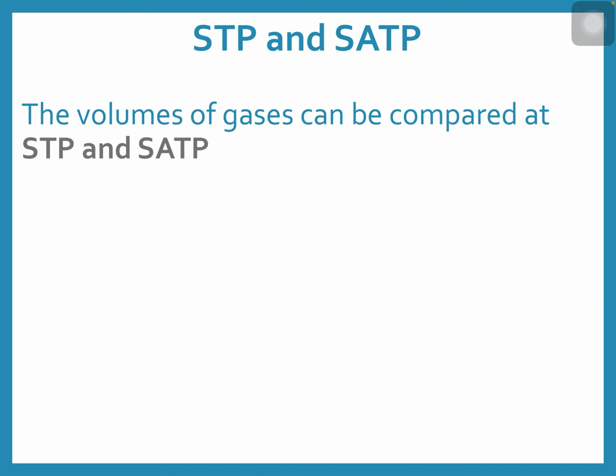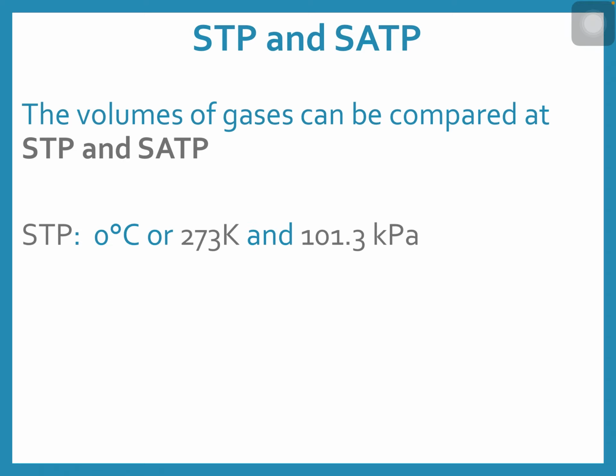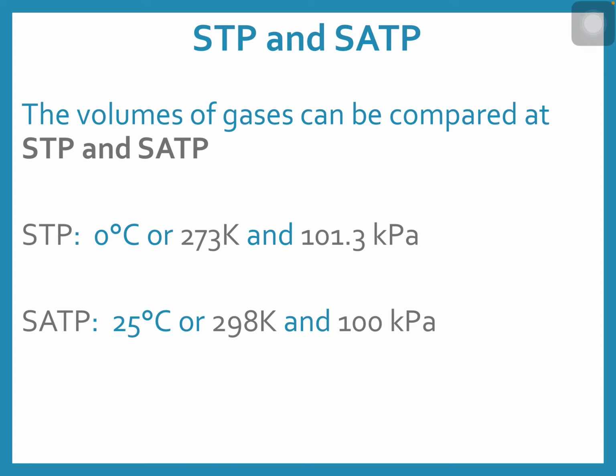All right, STP and SATP. So these are the volumes of gases at a certain temperature and pressure. STP is standard temperature and pressure, which is at 0 degrees Celsius or 273 Kelvin and 101.3 kilopascals. SATP is standard ambient temperature and pressure, which is 25 degrees Celsius or 298 Kelvin and 100 kilopascals.